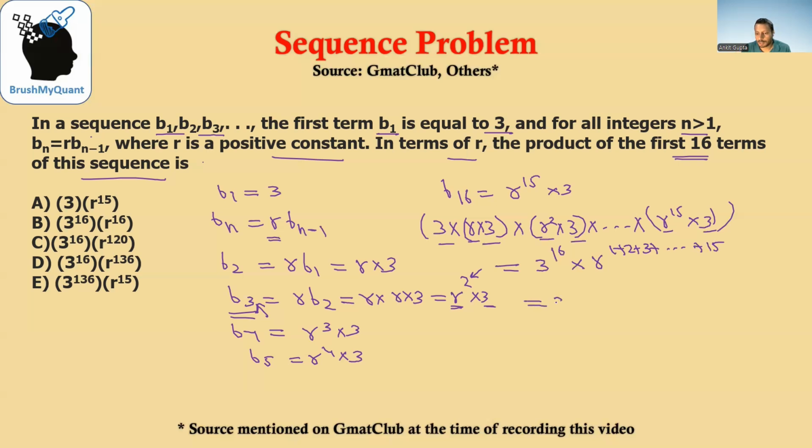Now I'll be using a formula for finding the sum of n consecutive positive integers starting from 1, and that is equal to n into n plus 1 divided by 2. So 15 terms, so 15 becomes n. So this is equal to 3 raised to 16 multiplied by r raised to 120. So the answer will be option number C.